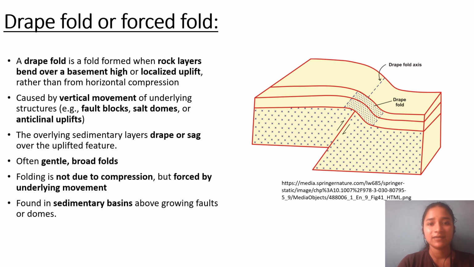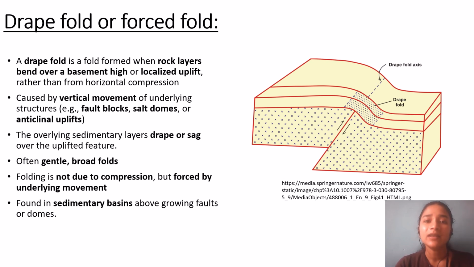Talking about the next one, the diagram on this slide illustrates a drape fold, also sometimes called a forced fold. Notice how the layers of rock are bending and draping over a pre-existing uplifted structure. The key thing to understand here is, unlike the drag folds we saw earlier, these folds are not primarily caused by horizontal squeezing or compression. Instead, they form because of the vertical movement of something underneath the sedimentary layers.